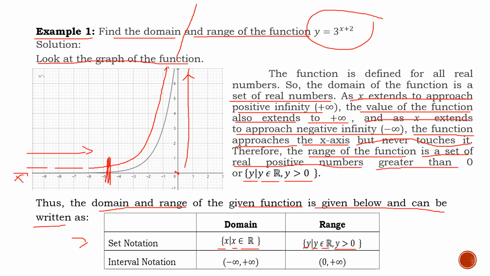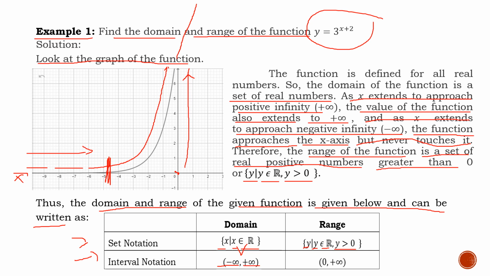Meaning to say 0 and negative values cannot be a value of your range here for the given function, because your y, or your range here, is greater than 0. So for the interval notation, you will start from negative infinity up to positive infinity because x is an element of all real numbers. We can consider all your negative values including 0 up to positive infinity. That's why we can start from negative infinity to positive infinity.